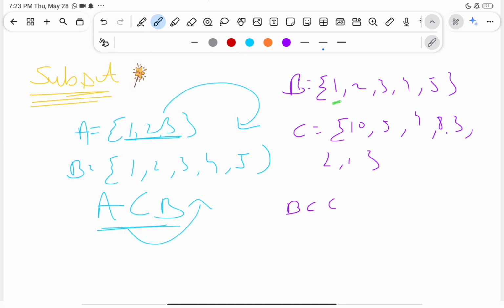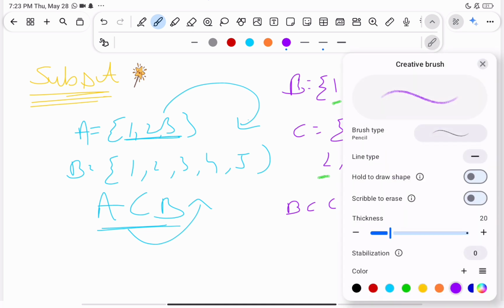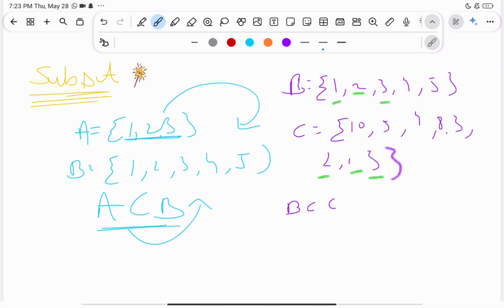1 is here, 1 is here, 2 is here and 2 is also here, 3 is here, 3 is here. 4 is here, 4 is here. 5 is here and 5 is also here. Sorry for the inconvenience, I had taken 3 here, let it be. Then B is called a subset of C.